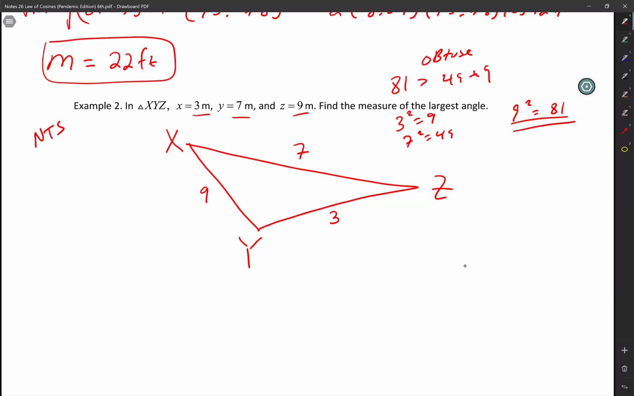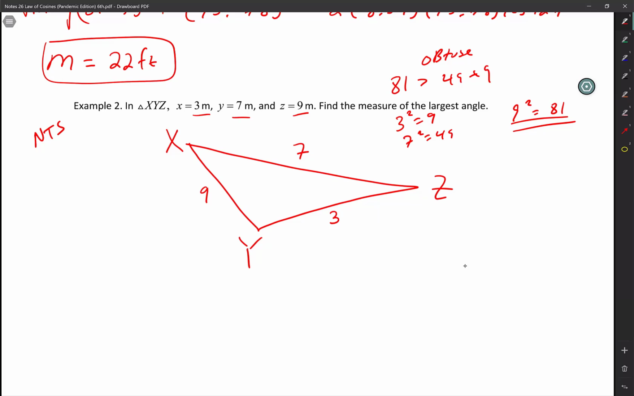What is my largest angle? Angle X, angle Y, or angle Z? And how do you know? How do we know? Think about it, guys. Angle X created 3, angle Y created 7, and angle Z created 9. So which one's the largest angle?